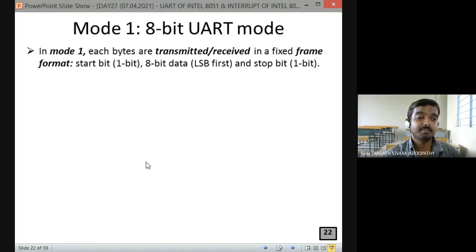In mode 1, each byte is transmitted or received in a fixed frame format. Start bit 1 bit, 8-bit data, LSB first, then stop bit 1 bit. So that is the thing in the case of mode 1.